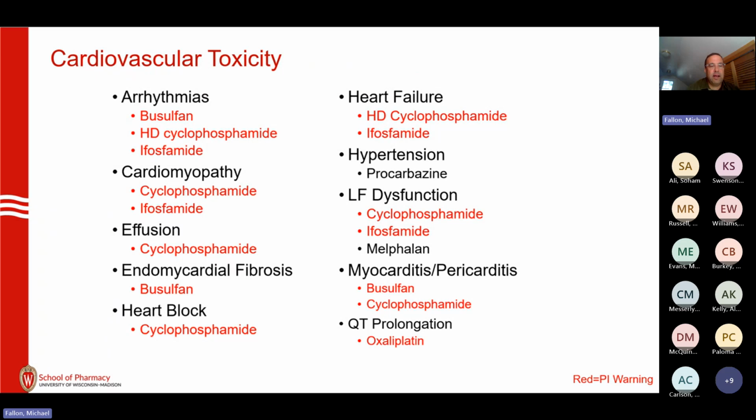A lot of times these are dose limiting toxicity effects, so the doses have been modified down over the years. Heart block, we've seen that with really any dose of cyclophosphamide. It's usually a first degree heart block. Hypertension, myocarditis, and QT prolongation. So pretty much a wide variety of cardiovascular effects.